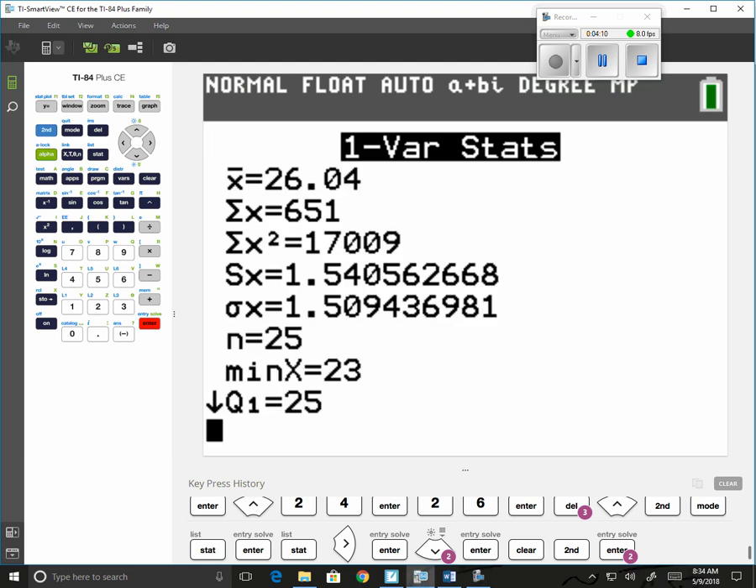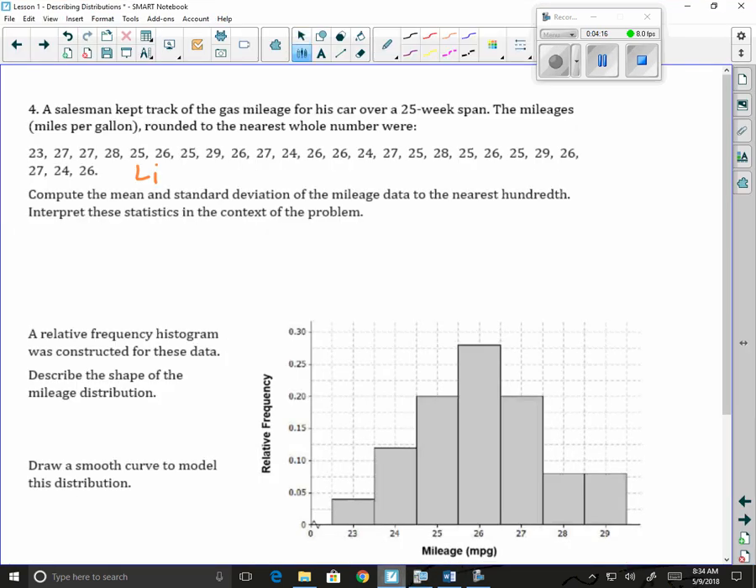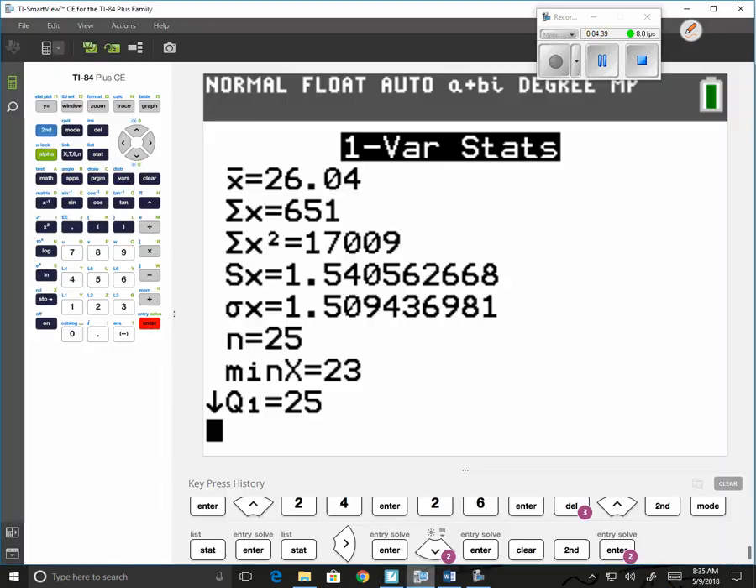So here's our data, and there's a couple pieces of information we need. We need this mean, which is 26.04, so we could say x bar is 26.04. Let's think about this again. We have this whole bunch of data for this car, but it's a sample of all of the data of gas mileage for this car for the life of the car. So we're going to be able to find a sample standard deviation. 9 times out of 10, you're going to use the sample standard deviation, which in this case is 1.54.